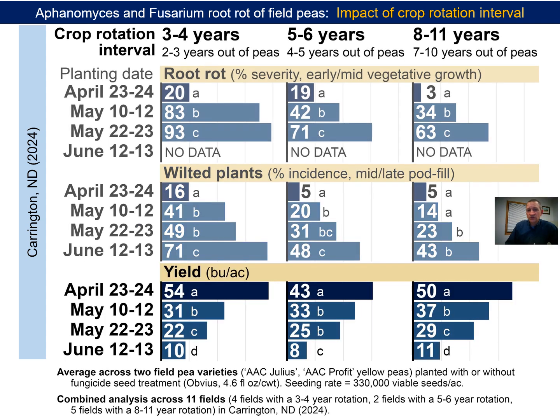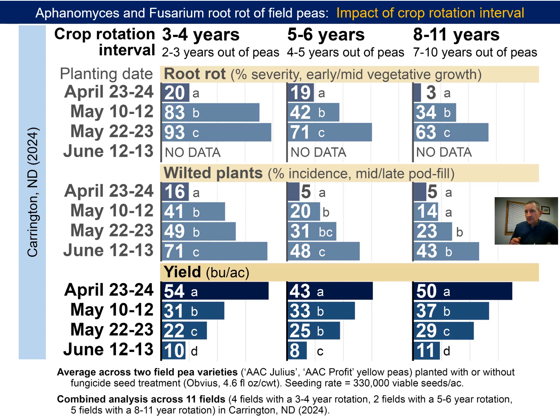And all that, of course, translated into yield as you would expect. If you look all the way across the planting dates, you'll see that the broadest crop rotation interval had the highest yields. But you'll notice something curious. Notice that with the tight crop rotation interval, just 2 to 3 years out of peas, if you plant early, those yields are pretty good, right? The problem is if you couldn't plant early, because at all the other planting dates, you'll see a significant penalty to that tight crop rotation interval.